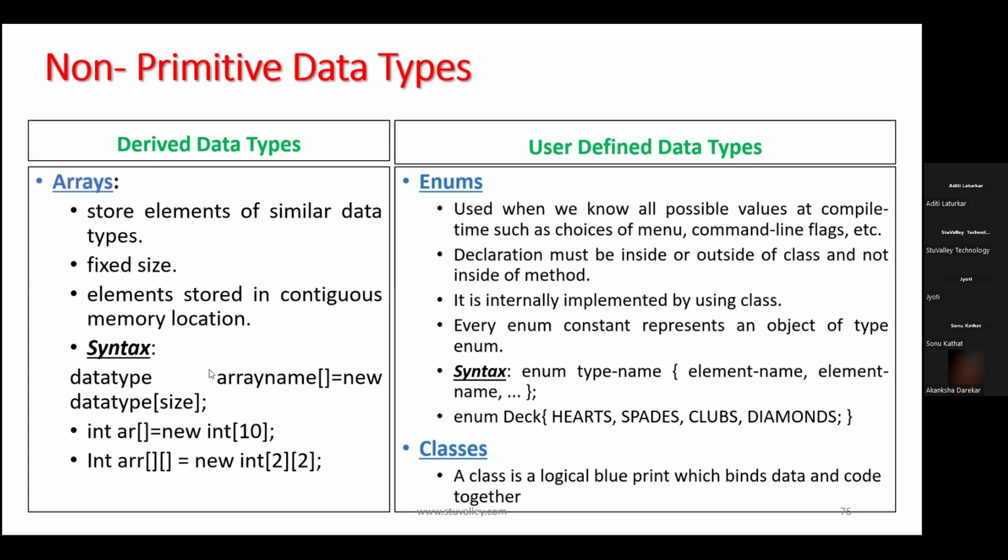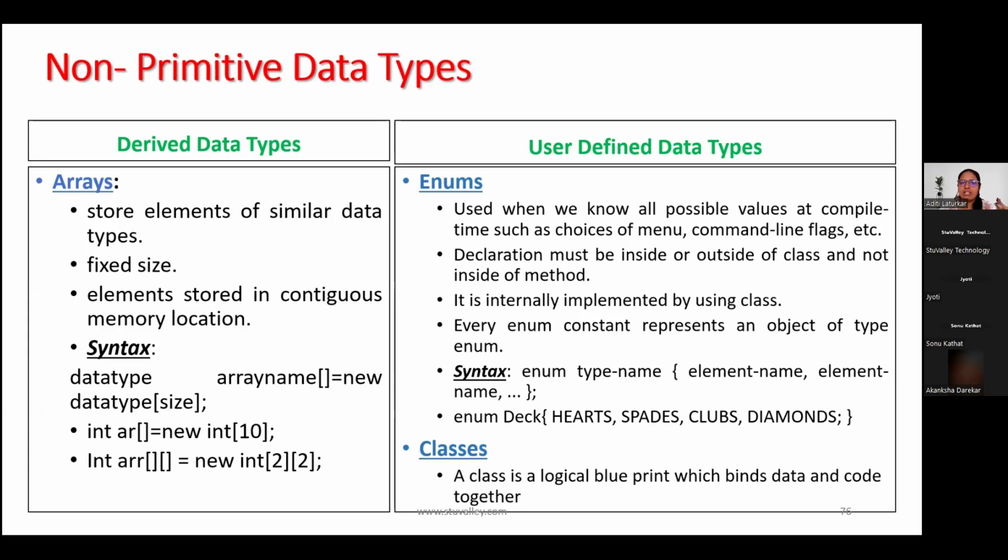That means if you want to store integral data, then you can go for an array with integral data, or double data, or string data. You can create n number of arrays in your program, and the arrays can store multiple data as per your requirement. The elements are stored in contiguous memory. Contiguous memory means in a linear pattern.